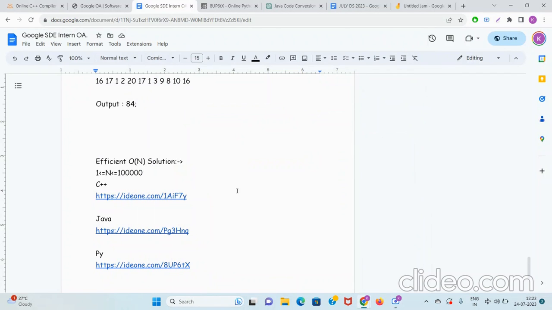Now let's think what the solution could be if n is less than or equal to 10 raised to 5. That can be the maximum size of an array in online assessments and contests. So what could be the O of n solution? Now we want to make our partition DP efficient.